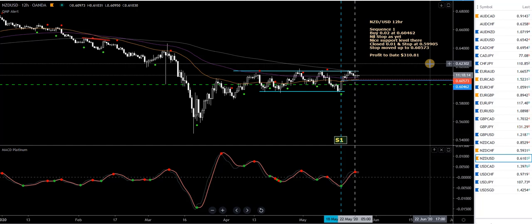So enjoy the day. Hopefully we'll try and get some decent pips this week and get out of these ranges. All right, enjoy.